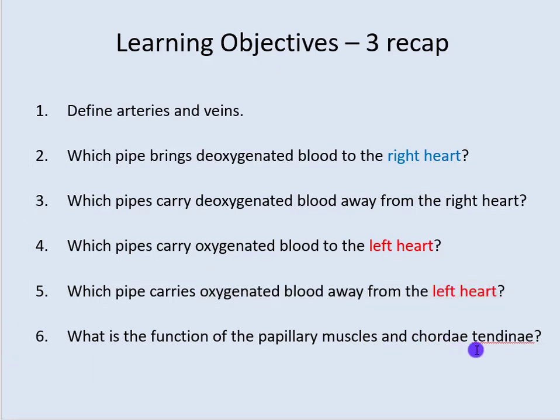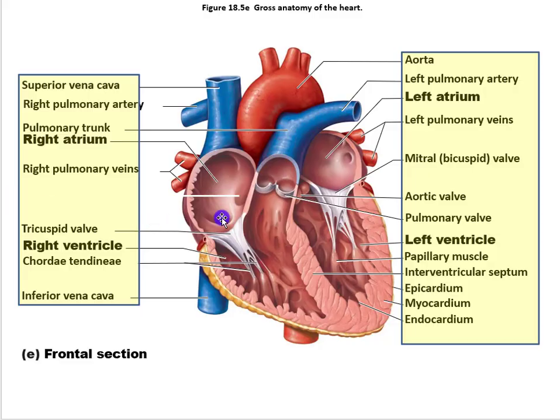And the function of papillary muscles and chordae tendineae is to prevent atrioventricular valve prolapse. Again, these structures are only present at the AV valves. They're not present at the semilunar valves. And that'll do it.